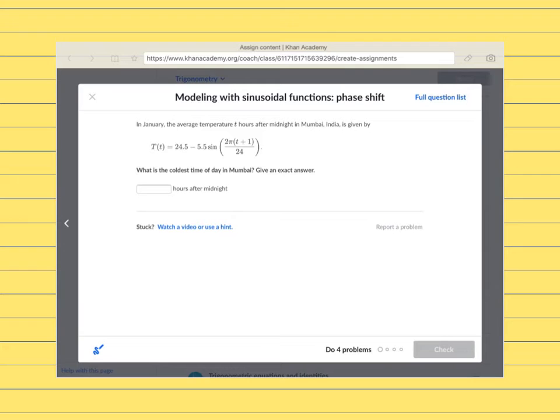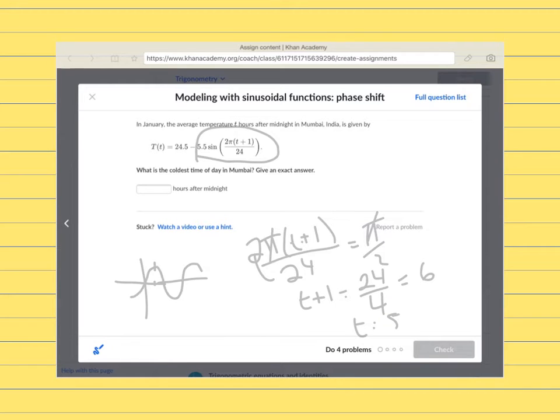So what we can do is just set 2 pi times (t plus 1) over 24 equal to pi over 2, and then we get t plus 1 is equal to, and then we get a 4 down below, the 2 goes underneath, and 24 up top. 24 divided by 4 is 6, so t should equal 5. So anyway, hopefully that will work.